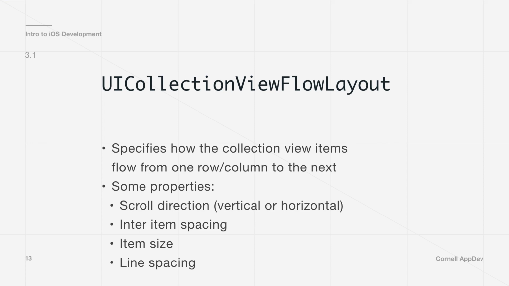You can also use a class called UICollectionViewFlowLayout. What this does is it allows you to specify new properties for your collection view. With table view, we didn't have these things because it's just vertically scrollable. But for a collection view, we can define the scroll direction, the inter-item spacing, the line spacing, and even the item size inside your collection view.